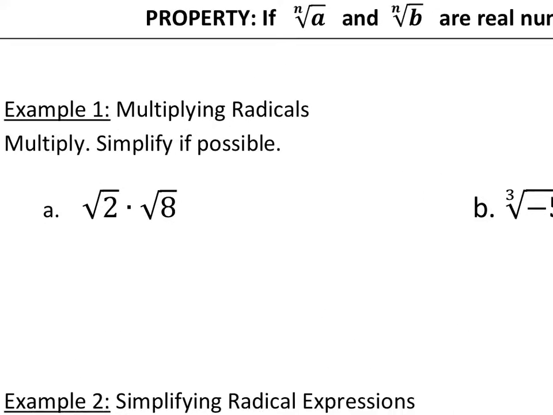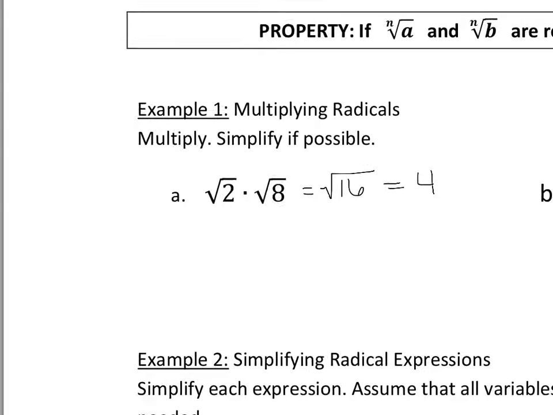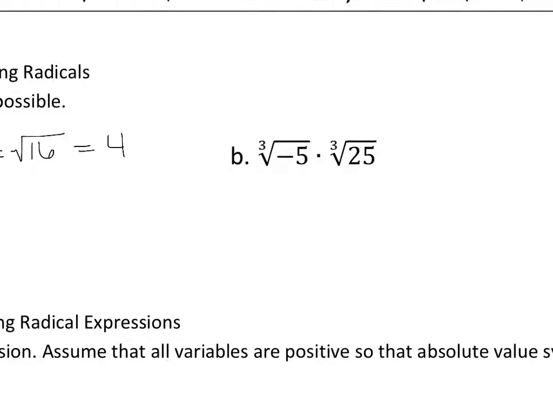So let's do some examples. Can you take the square root of 2? No. Can you take square root of 8? Not and get a perfect square. So let's put them together. Square root of, what's 2 times 8? 16, which equals 4. Not bad, right? The next one, again, we can't take the cubed root of those, but what are those multiplied together? The cubed root of negative 125 is negative 5.